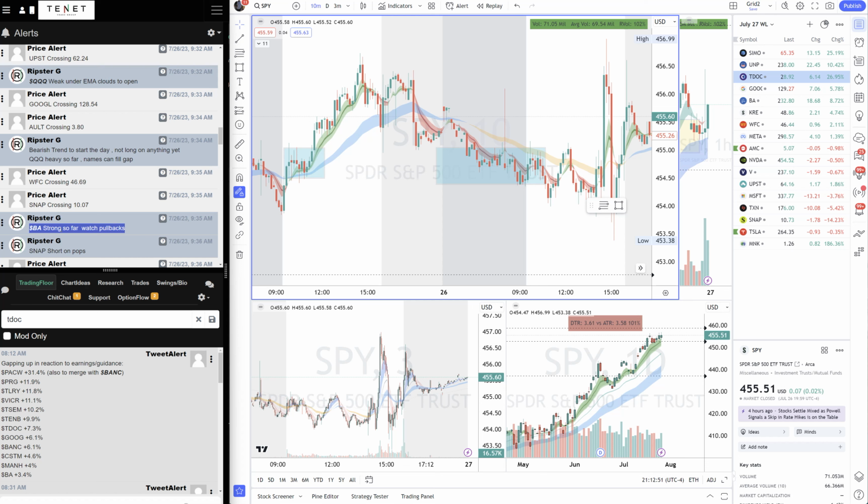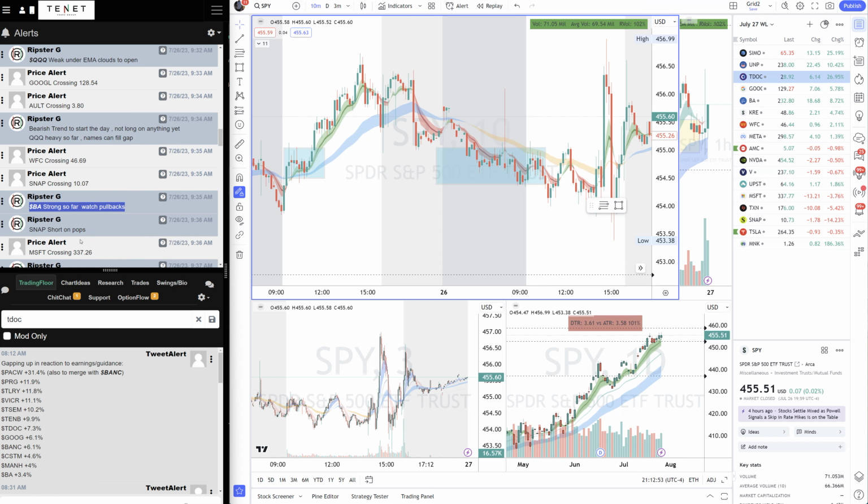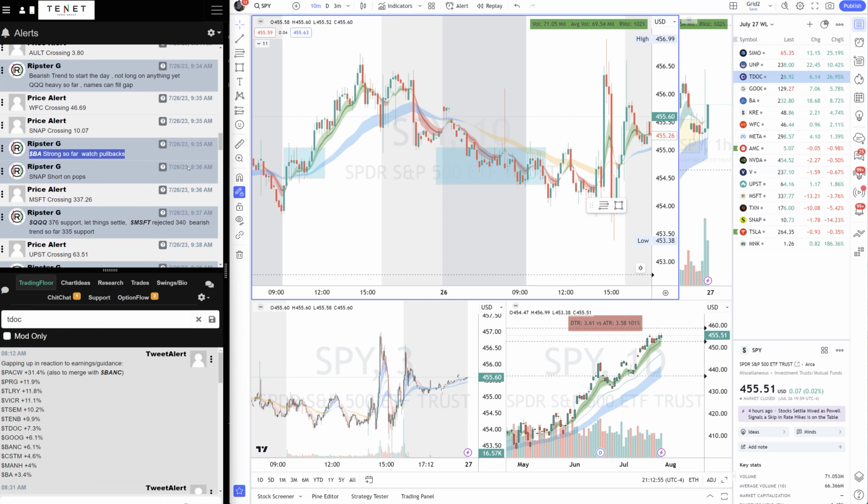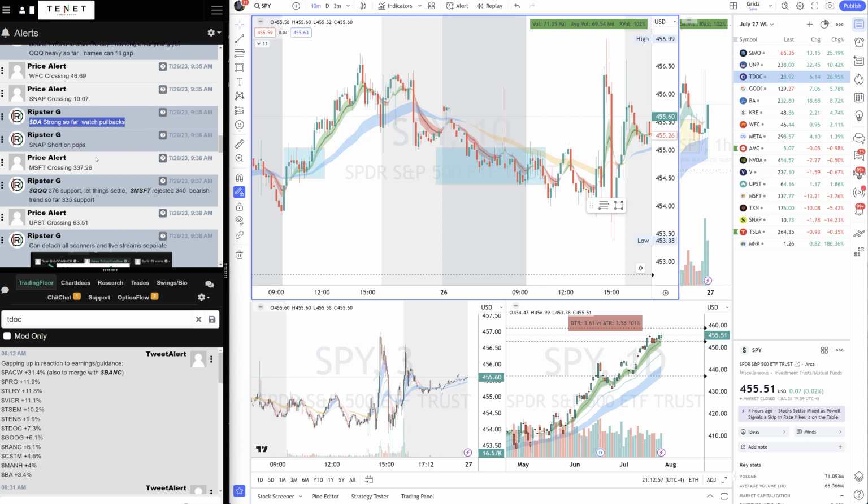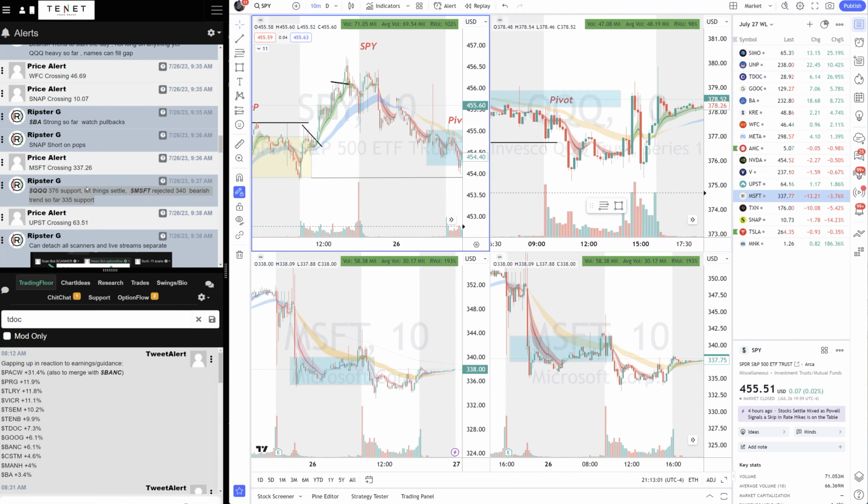So BA was strong right at open. I'll come to that later. Snap, I wanted to see the pops short. So QQQ 376 support, let things settle down. Microsoft 340 reject, bearish trend so far, 335 support. So this 340 area was rejected, bearish trend. So we identified the bearish trend right at open.